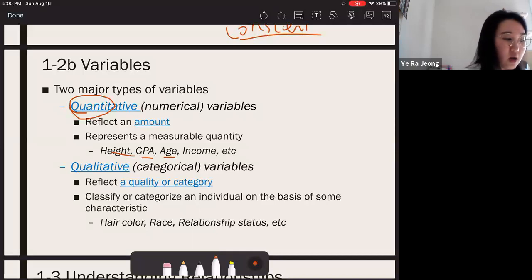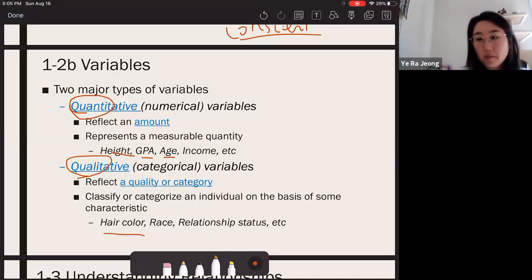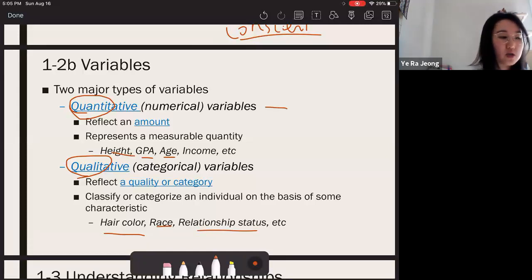On the other hand, a qualitative variable has qual here, which means it reflects a quality. So instead of quantity or amount, it has a quality or it's a category. It does not amount to a number. Like hair color, there's no number or amount to hair color, right? There's no extent of how brown your hair is or how black your hair is. Same thing with race or relationship status. It's a quality or category instead of an amount. So these are the two major types of variables.